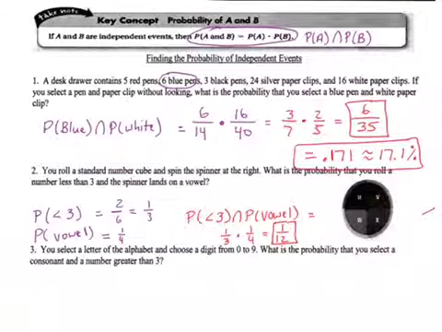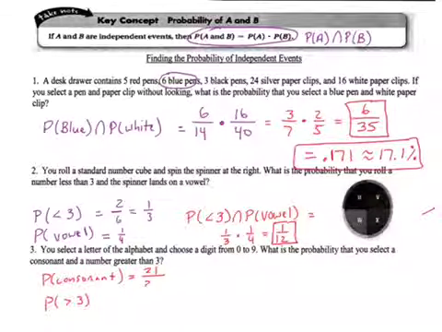Question 3. You select a letter of the alphabet and choose a digit from 0 to 9. What is the probability that you select a consonant and a number greater than 3? So the probability of a consonant and the probability of a number greater than 3. Well, in this case, there are 21 consonants in the alphabet out of 26. Greater than 3, well, from 0 to 9, there are 6 numbers greater than 3 out of the 10 total numbers, which we can reduce down to 3/5.